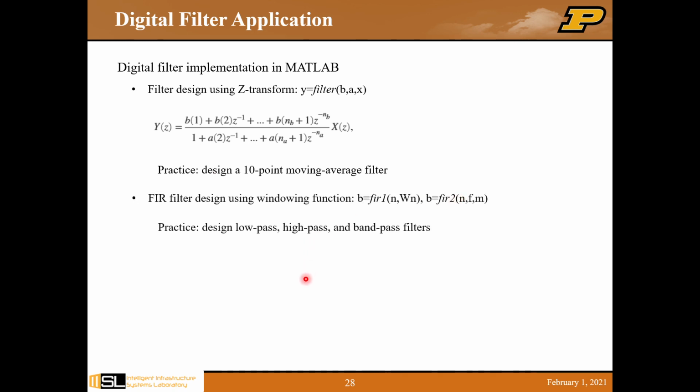For filter design using window functions, the MATLAB commands fir1 and fir2 can realize that. The difference between fir1 and fir2 is that fir1 can only consider basic filters like low pass, high pass, and band pass. But if you want to design a piecewise linear frequency response, you probably need fir2, which can help you consider that. In the practice, we will go through how to use these functions to design low pass, high pass, and band pass filters.